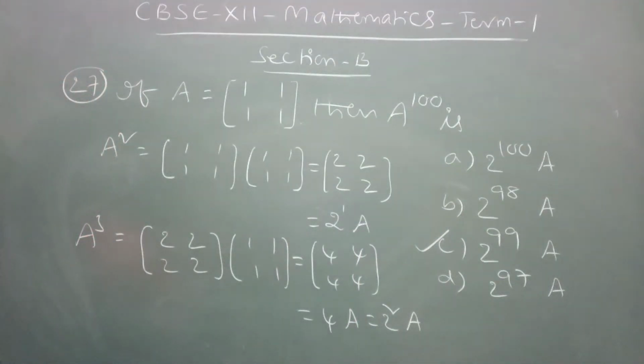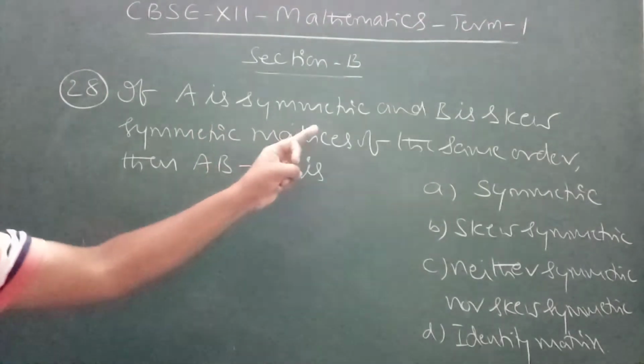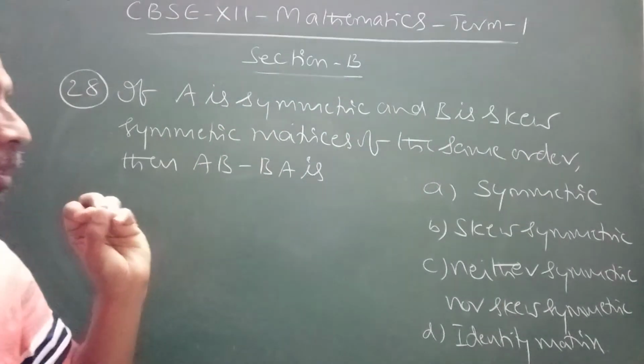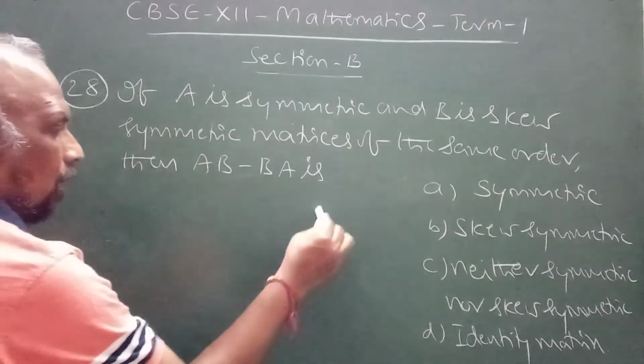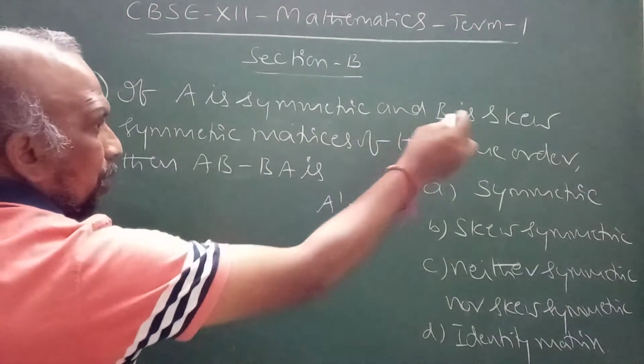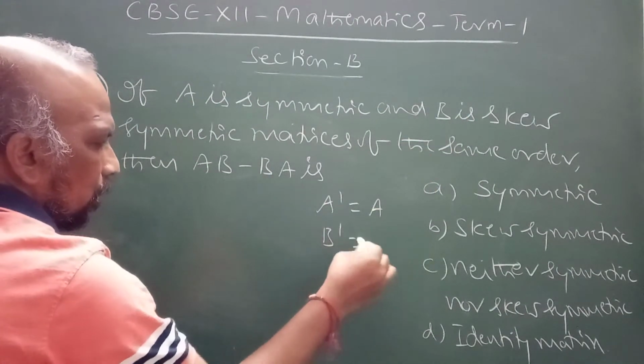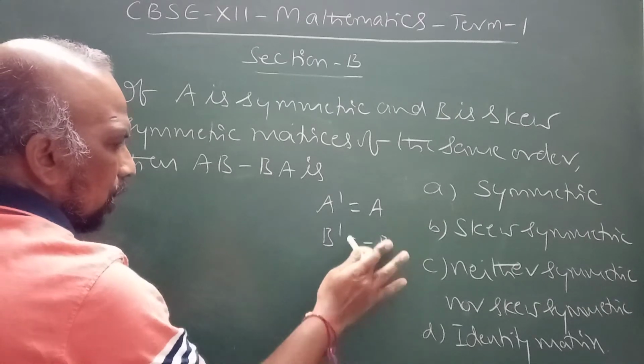What is the next one now? The given A is symmetric. B is skew symmetric. Then what about AB minus BA? When A is symmetric, A transpose is equal to A. B is skew symmetric, so B transpose is equal to minus B. So this is given, right?